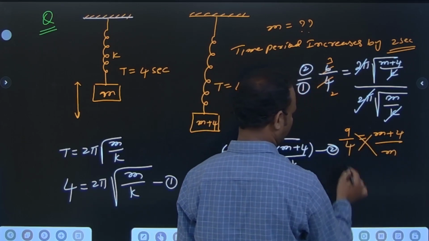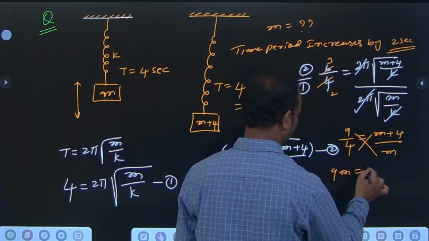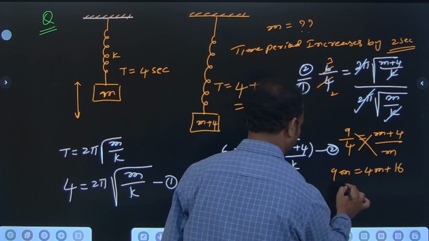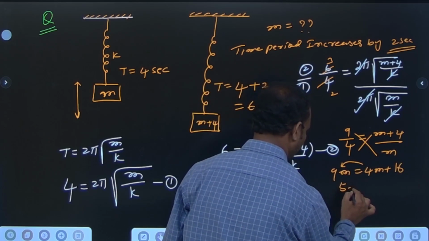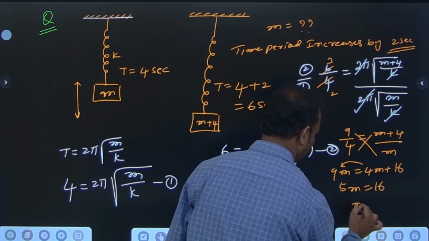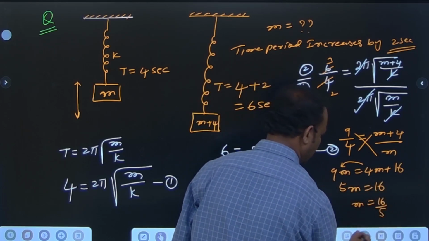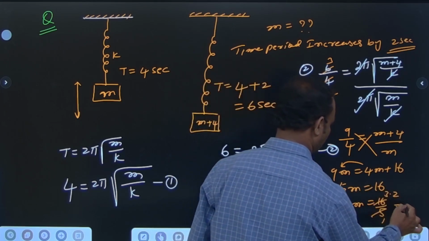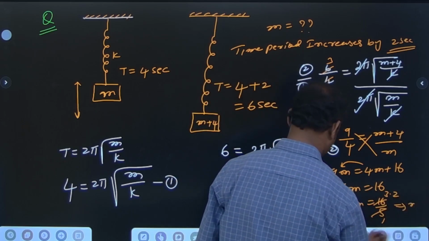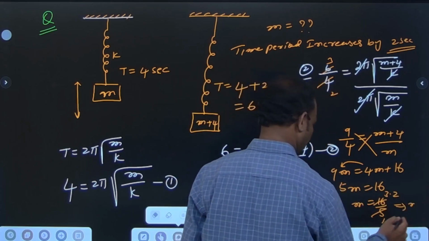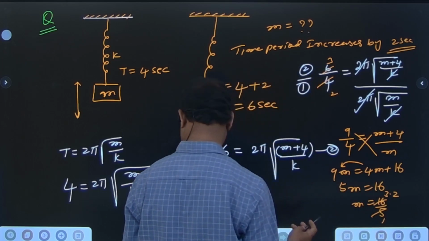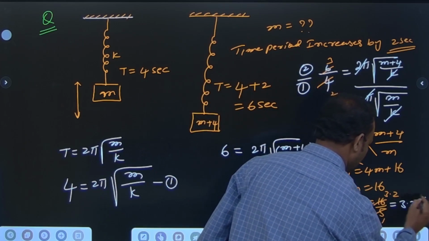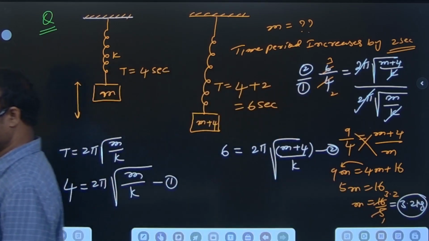So just go for cross multiplication. 9m is equal to 4m plus 16. Transposing, 5m is equal to 16. m is equal to 16 by 5. 5 ones are 5, 5 threes are 15, giving 3.2. What is the original mass? It's 3.2 kg.